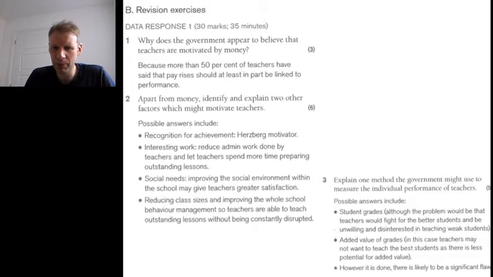Number 3, explain one method that the government might use to measure the individual performance of teachers. Well, you guys know that on a week by week basis, teachers are always looking for your participation in classes and how much you are doing outside of lessons and how much interest and desire you are showing. But certainly it comes down to getting those qualifications and being successful at the end of the courses. So there are some particular performance indicators that relate to that for number 3.